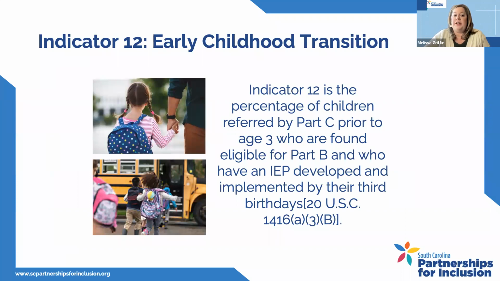So early childhood transitions is indicator 12, and that is the percentage of children referred by Part C prior to age 3 who are found eligible for Part B and who have an IEP developed and implemented by their 3rd birthday.